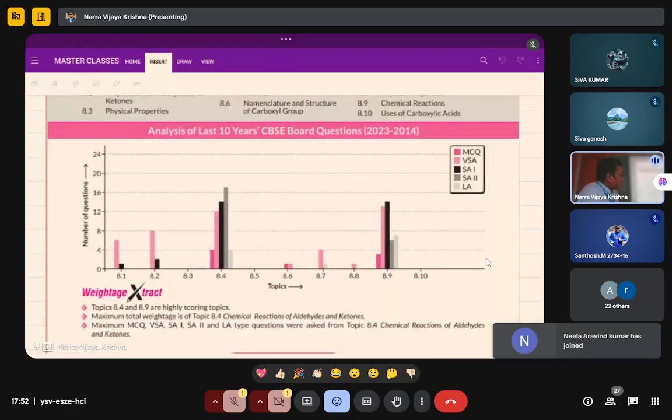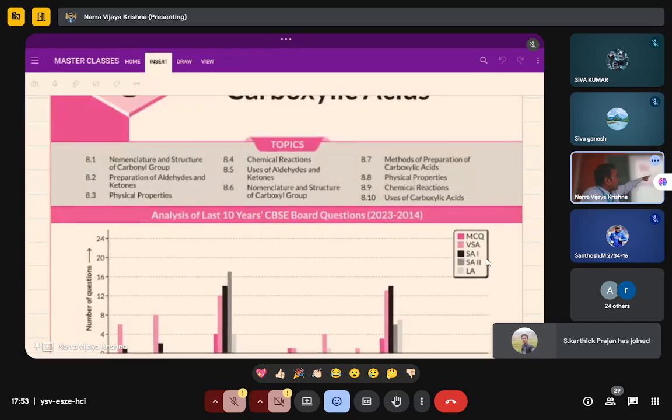So in most cases, they are framing questions from 8.4 and 8.9. Correct? Either MCQ or very short or SA1, SA2. Short answers or long answers. Mostly they are framing questions from 8.4 and 8.9. What is 8.4? Chemical reactions of aldehydes and ketones. 8.9 is chemical reactions of carboxylic acid derivatives. So for your boards, the important thing is that the chemical properties of carbonyl compounds are very important. That's all. Correct?